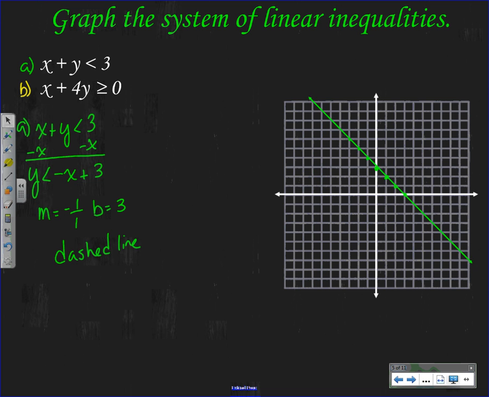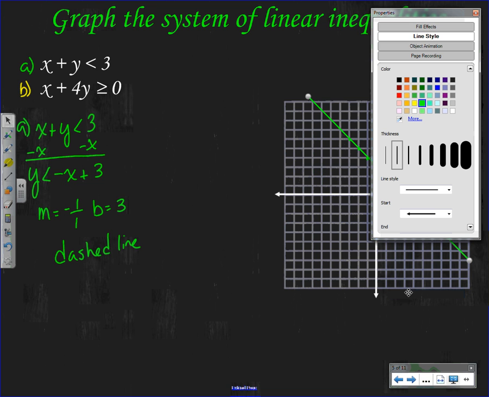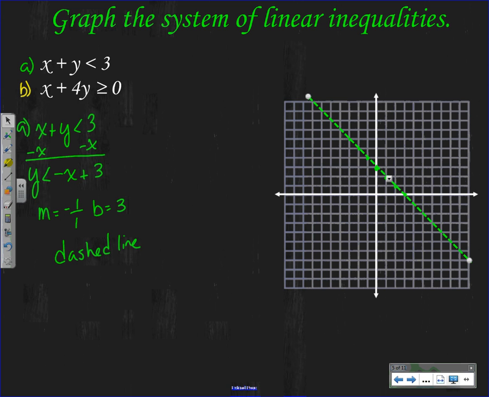So, here we go. Let's go to the properties of our line. And we need it to be dashed. And I'm going to make it just a little bit thicker so it's a little easier to see. And it's green, it's the right color. So, here we go. Got my dashed line here.